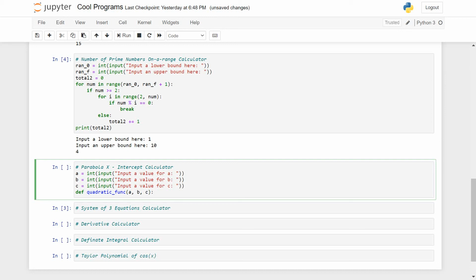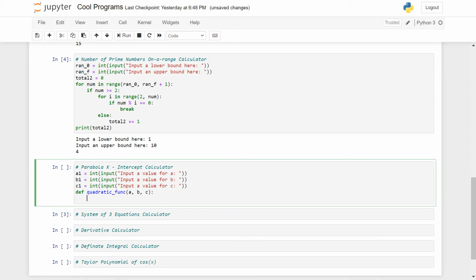Let's just check this. Okay. Now we can just actually set this to be equal to like A1, A2, B1, and C1. Okay. You'll see why later. So define quadratic function here. And my idea for this is that we can just use simply the quadratic formula just to keep things simple, right? We don't have to be too complicated about this. It's nothing too crazy.